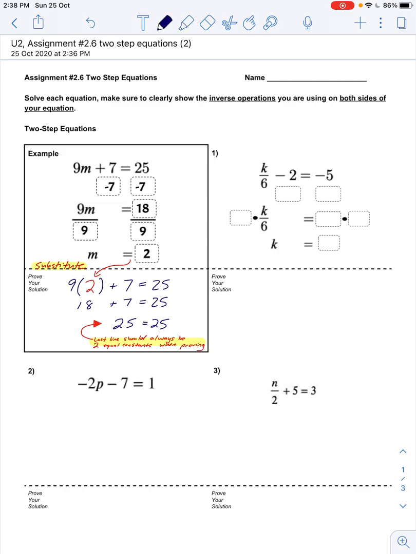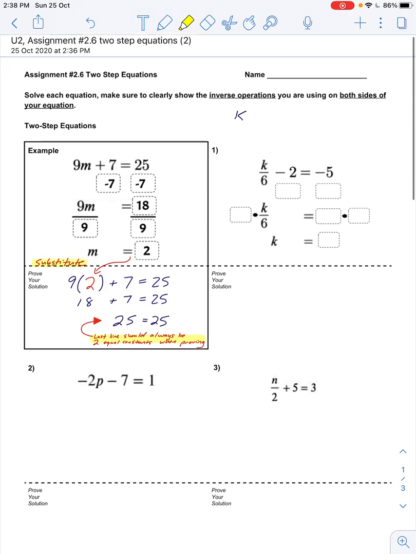And I'm just going to remind you, like in class, we started with these little flowcharts and we were looking at the variable, in this case k, and seeing what operations are we doing to that variable. So on this one, the first thing I'm doing is dividing it by 6. So I'm going to go ahead and just do a dividing by 6. And we talked about an inverse operation and how that kind of undoes an operation. So the inverse operation of dividing by 6 is multiplying by 6.